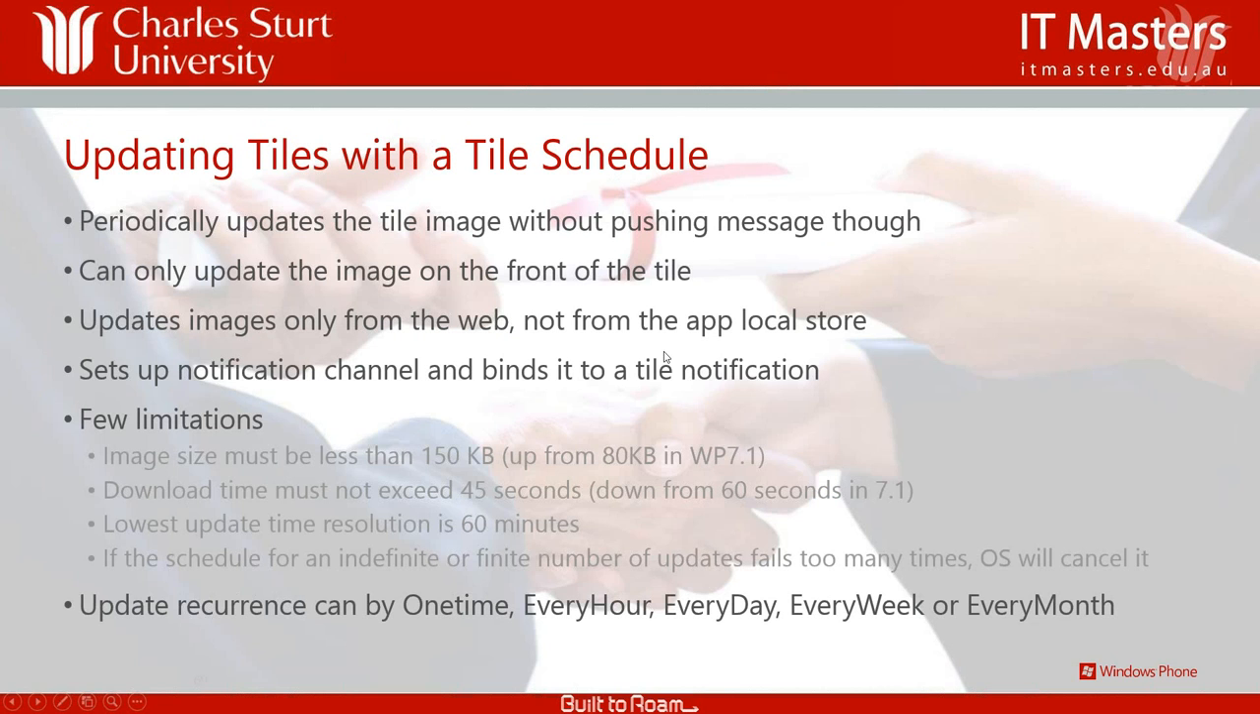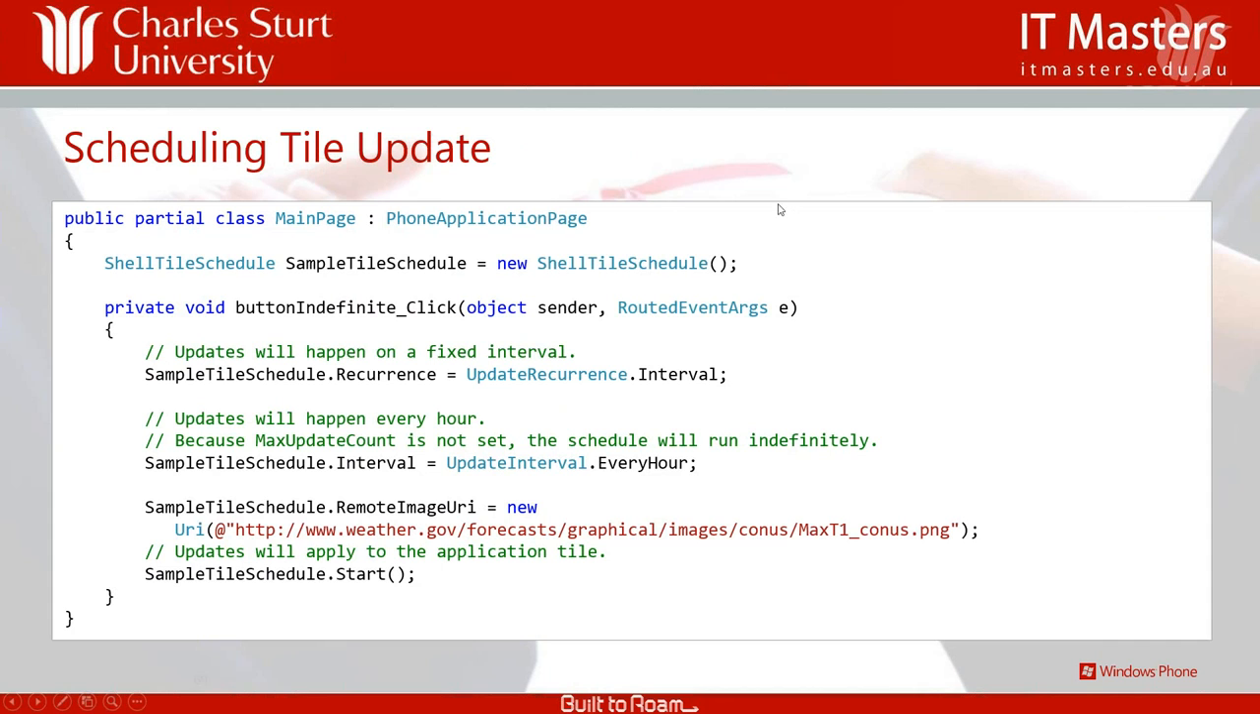Another method for updating the tiles is using a tile schedule. Essentially this is a queue or a schedule for the operating system to go away and update the tiles on a recurrence frequency. So you can set it to be every hour, every day, every week, every month. Okay. So doing this looks a little bit like this.